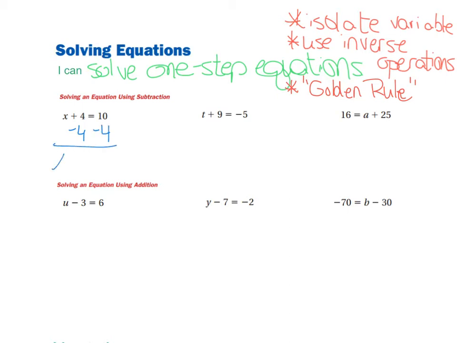I bring down the x. Plus 4 minus 4, that becomes 0. So x plus 0 is just x. It canceled. It went away. Bring down your equal sign. Don't forget your equal sign. And 10 minus 4 is 6.